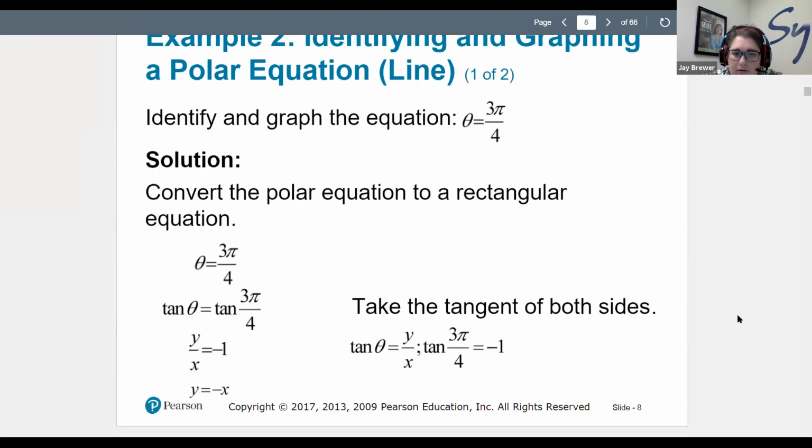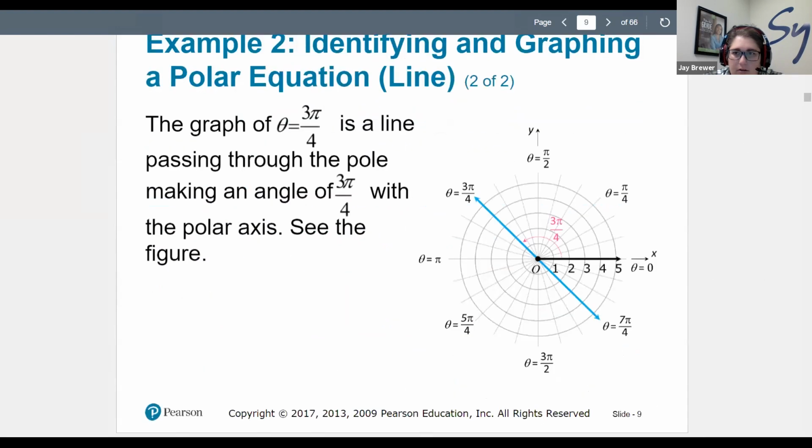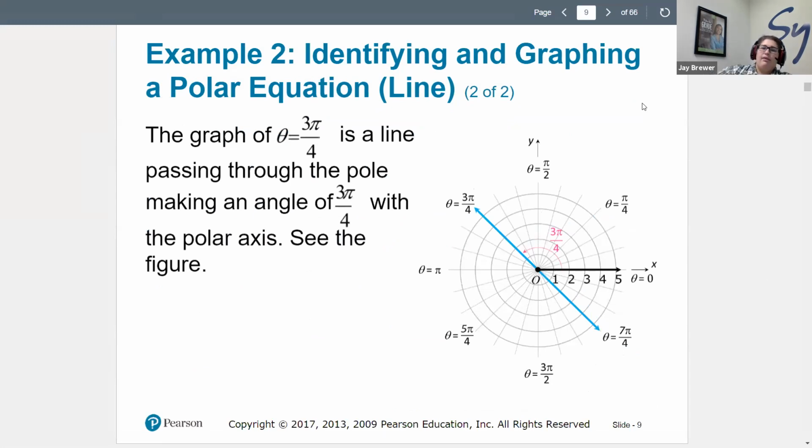Then I'll show you the rest of it. That just shows you that we did it correctly. And then here you can see your figure. And it's the entire line actually.